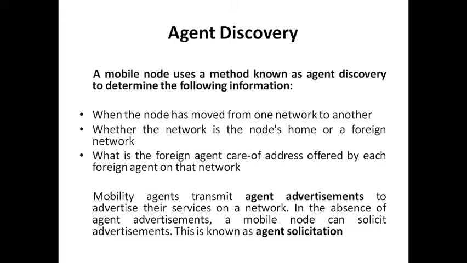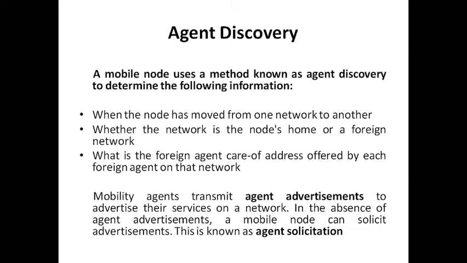Also, whether the node is in the home network or a foreign network, this information also has to be stored in the home agent, because the home agent is the one that sends the information to either the COA, or to other mobile nodes, or to the internet, about where the mobile node is actually staying. So where the mobile node is staying now is also taken from agent discovery.